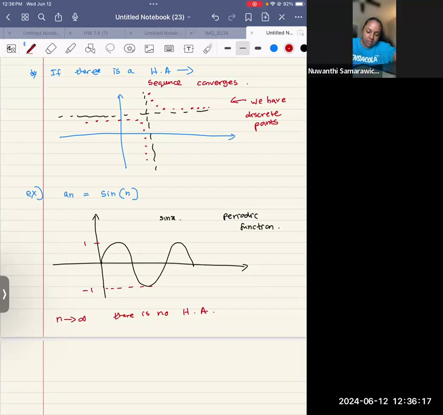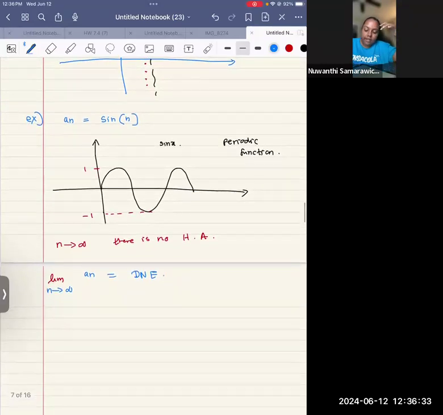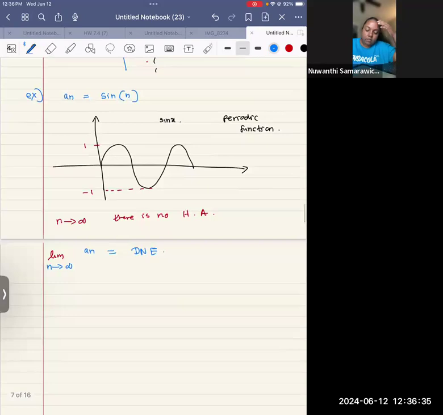So that means the limit does not exist. The limit as n goes to infinity of a sub n does not exist, because it always oscillates between 1 and -1, and there is no horizontal asymptote. So it does not exist, or we can say it diverges. Okay. What about this?